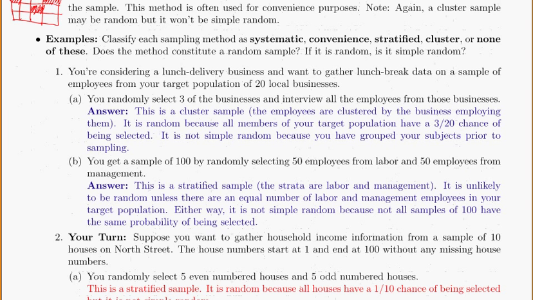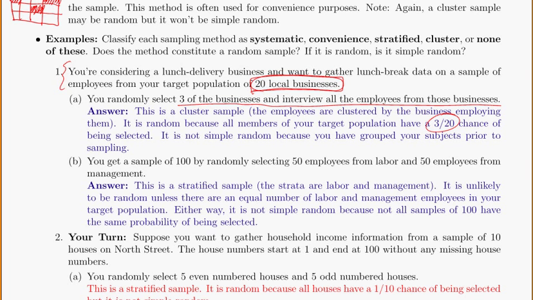So let's look at a couple of examples. You're considering a lunch delivery business, and you want to gather lunch break data. Your target population comes from a town that has 20 local businesses. You need to interview some people about their lunch habits, right? So you randomly select three of the businesses and interview all of the employees from those businesses. So there's 20 businesses, and you randomly select three. If you work in one of those businesses, the probability of being selected is 3 out of 20, no matter who you are. So everyone has the same probability of being selected, 3 out of 20.